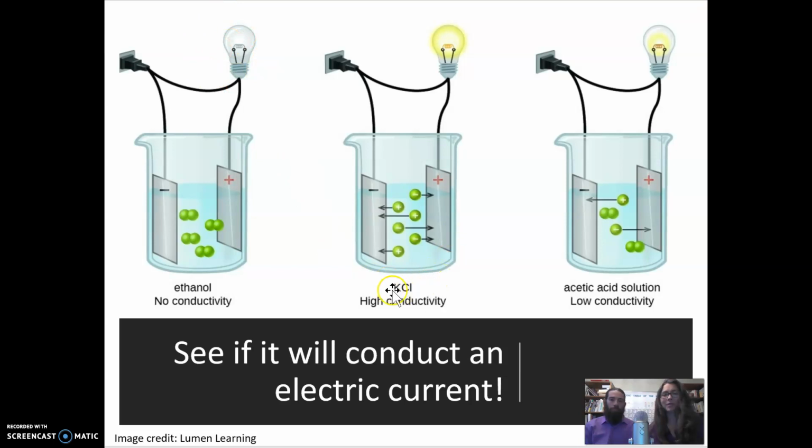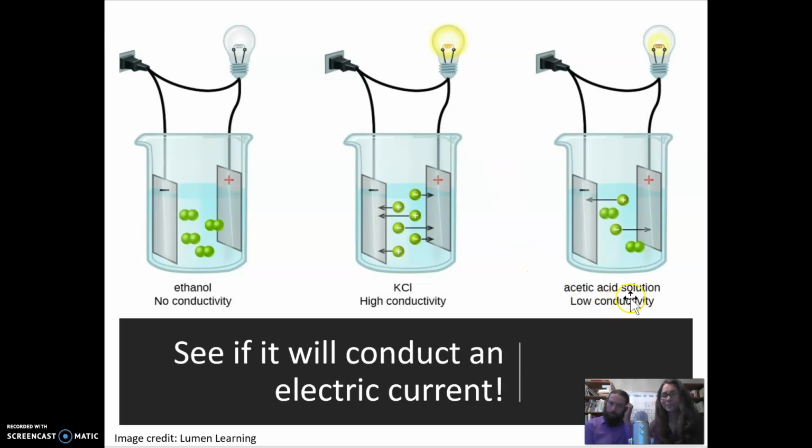In the second example, though, we have KCl. That is a soluble ionic compound. So when it dissolves in water, it dissociates into its ions, and it would create that current when we have these electrodes in this solution. It would light that light bulb.